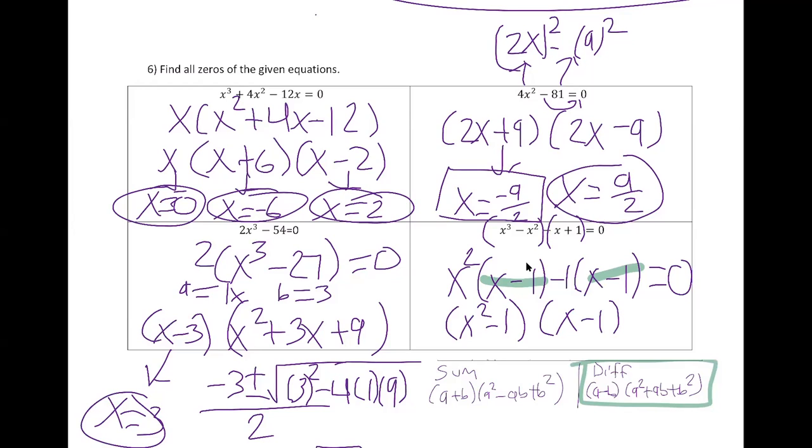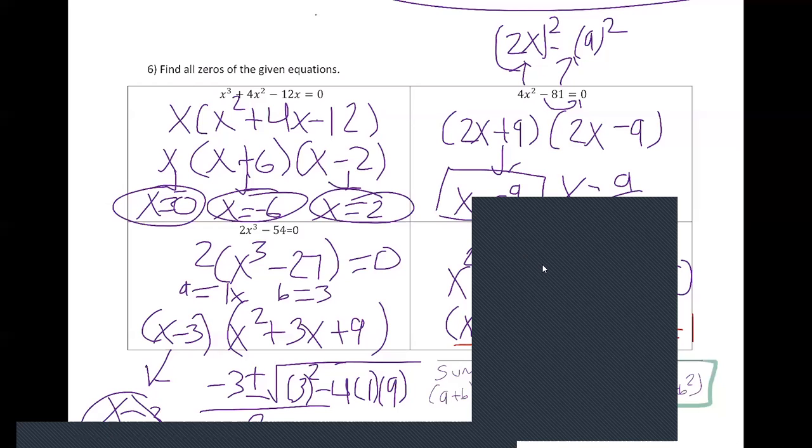If you solve these, I'm just going to change colors because it's all kind of running together. If you solve this first part, if you added the 1, square rooted it, you would get x equals plus or minus 1, right? And then if you solve this, you would just get x equals 1. So I guess if you wanted to write it, you could say x equals 1. It has a multiplicity of 2. And then x equals negative 1 if you want. But that x equals 1 repeats twice, basically, is what you're seeing there.